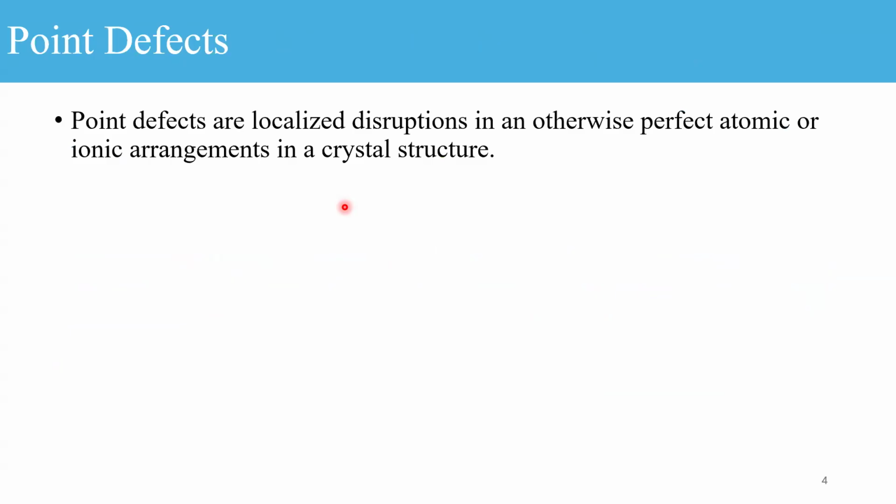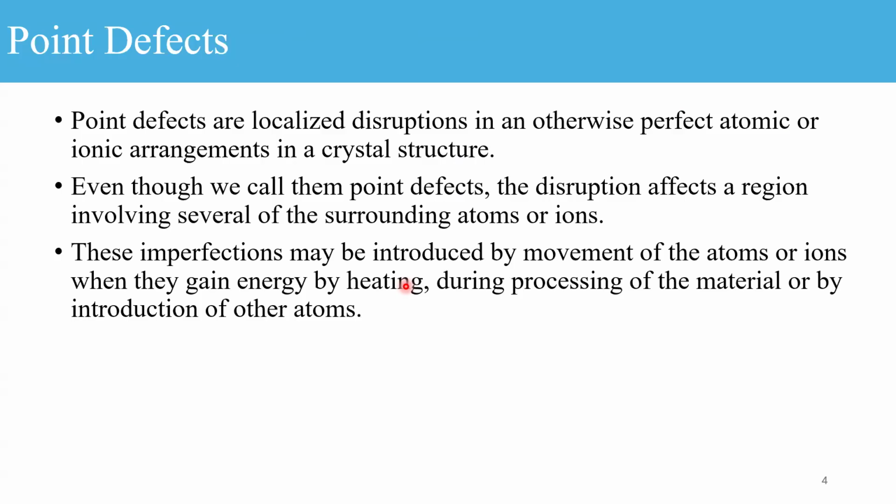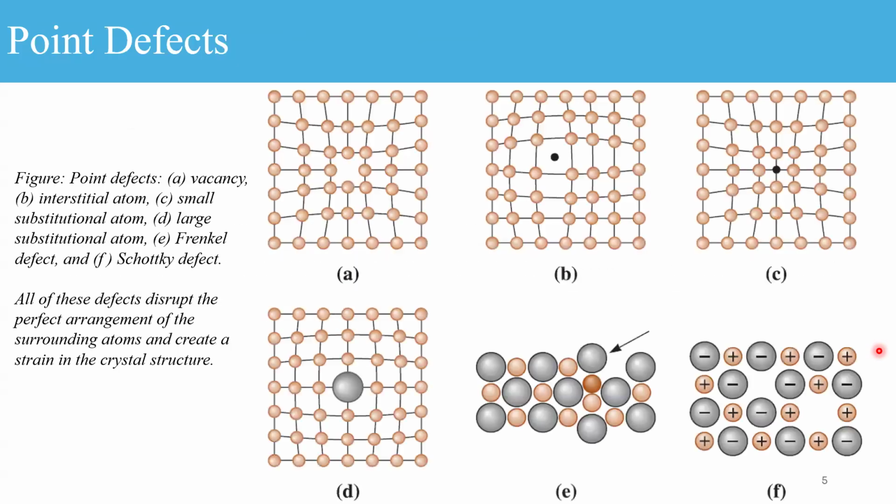Point defects are the localized disruptions in an otherwise perfect atomic or ionic arrangement in a crystal structure. Even though we call them point defects, the disruption actually affects a small region involving several of the surrounding atoms and ions. These imperfections may be introduced by the movement of atoms or ions when they gain energy by, let's say, heating, maybe during the processing of the material or by the introduction of other atoms. So based on that, there are different types of point defects.